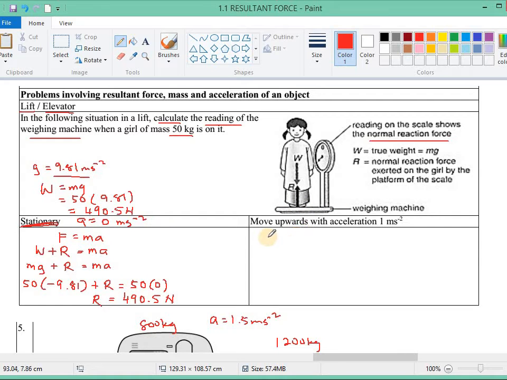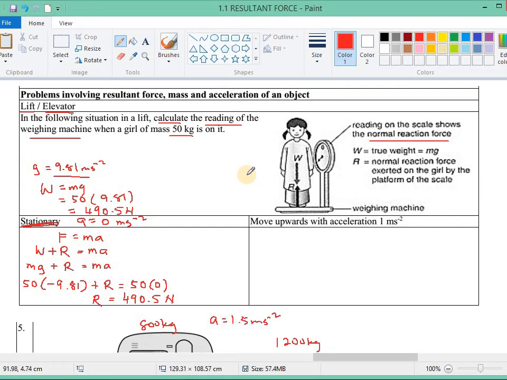Alright, now move upward. What happens if the lift is moving upward with acceleration 1 meter per second squared? That means the lift pushes the weighing machine, which pushes the girl, and the girl goes up with acceleration of 1 meter per second squared. So if the girl can go up with this acceleration, what does this mean? This means that the reaction must be bigger than the weight. Then only the girl can accelerate up.